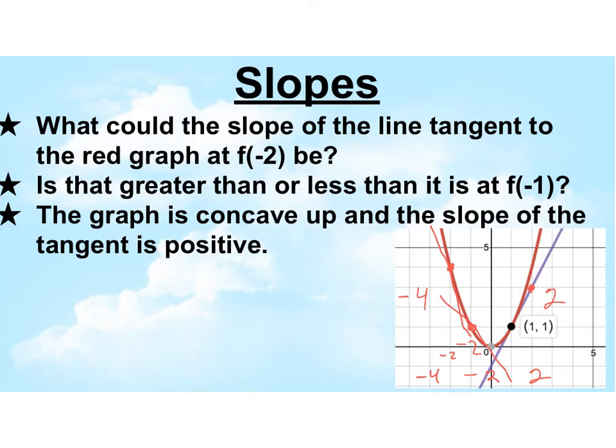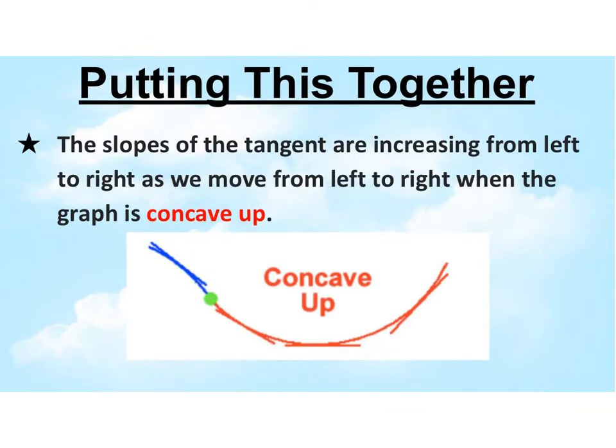We call this red graph concave up, and the slope, as we read it from left to right, the slope of the tangent is positive. So when we put this together, the slopes of the tangent are increasing from left to right in a concave up figure.